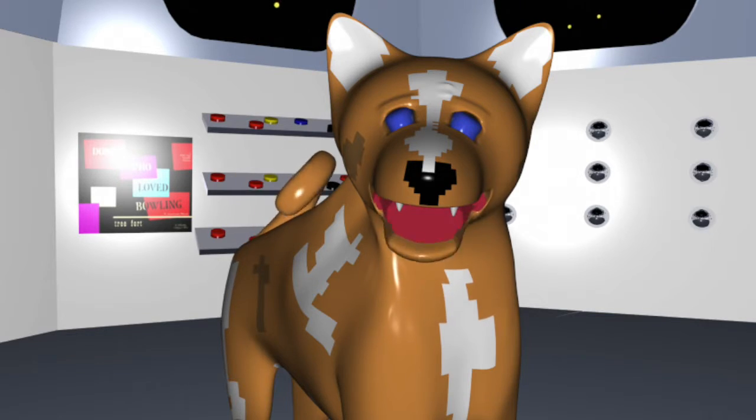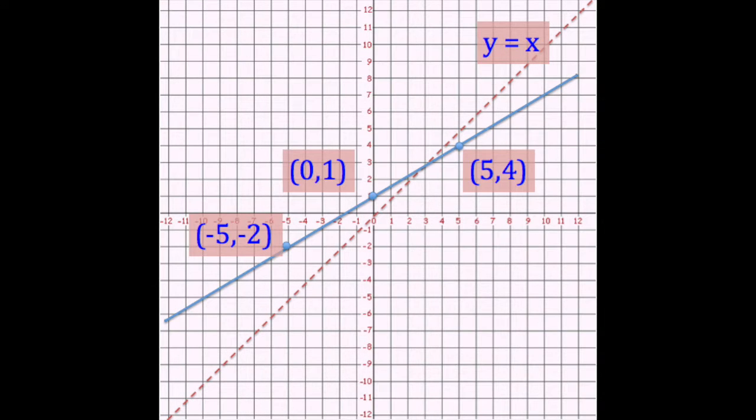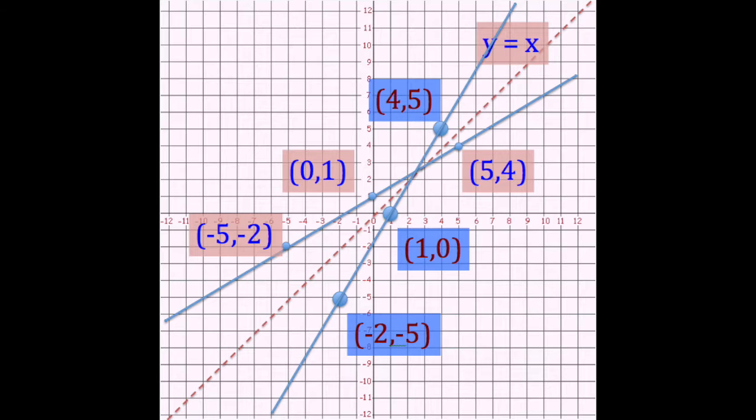So, if we are given this function on a graph, we can find some individual points on that function and then plot the inverses of those points. Now, we can draw the inverse of the original function on top of the inverse of the individual points.